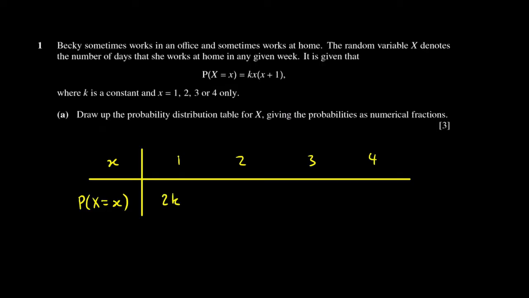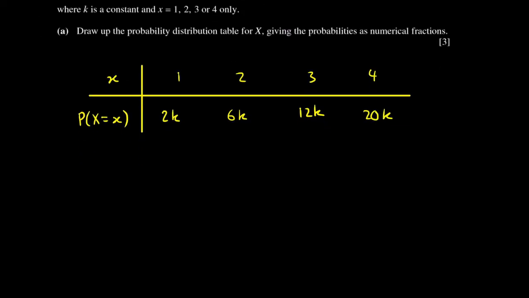And then if x is 2, we're going to get k times 2 times 3, so that's going to be 6k. And then if x is 3, we're going to get 3 times 4, which is 12 times k. And if x is 4, we get 4 times 5, which is 20 times k.